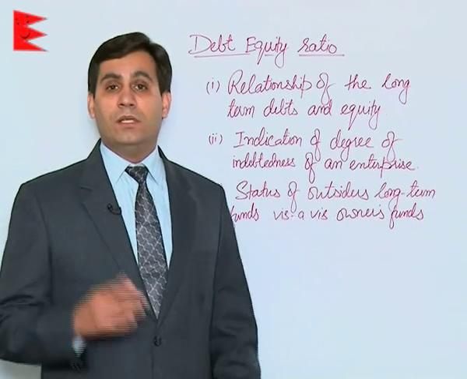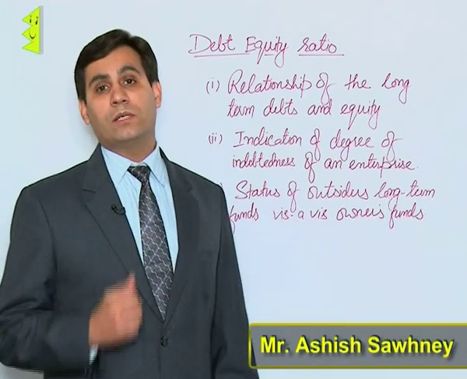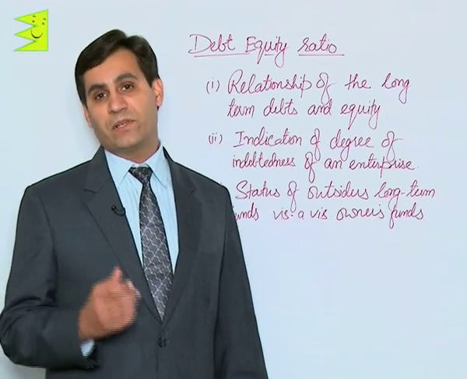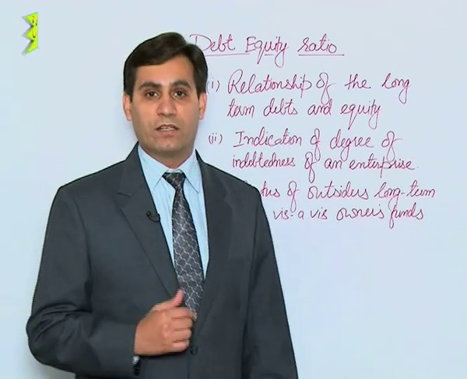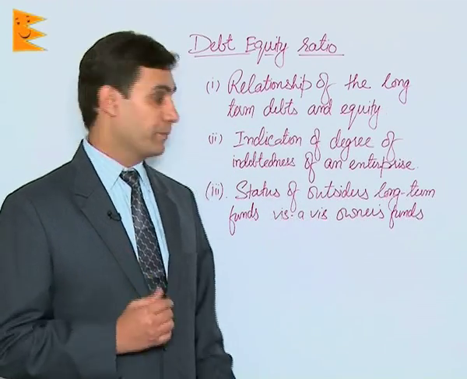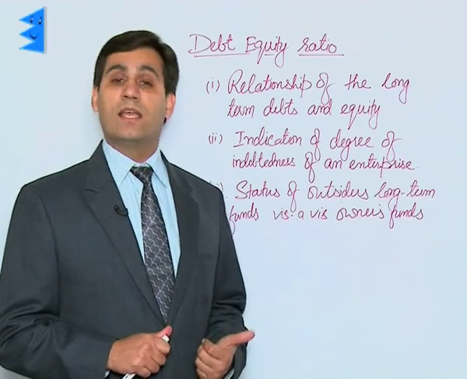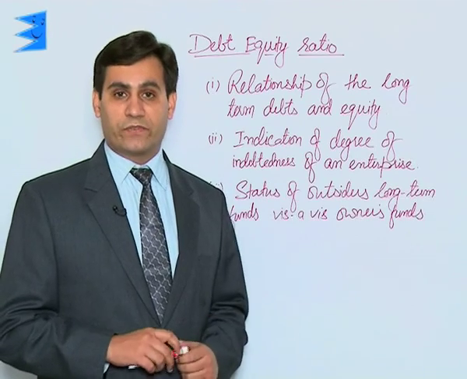Like for example, let's say ratio is 0.75. That means our long-term debts are around 75% of shareholders' funds, and by shareholders' funds we imply the funds invested by the owner. Then it also gives us the status of the outsiders' funds as compared to the owner's funds.